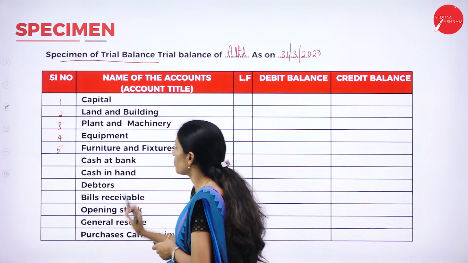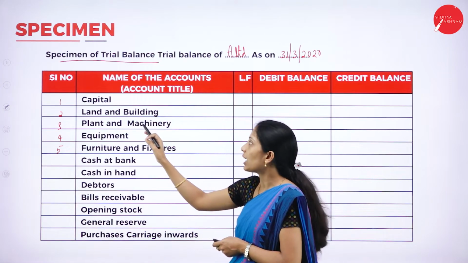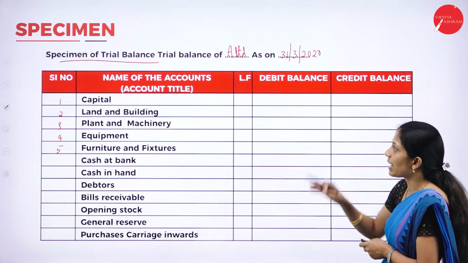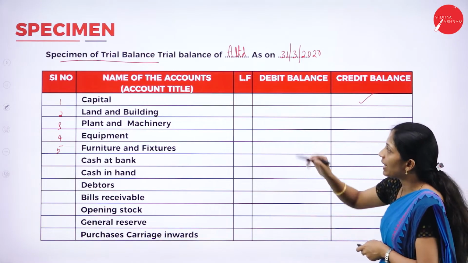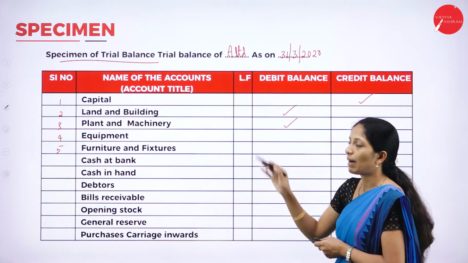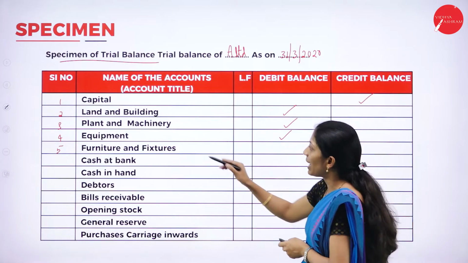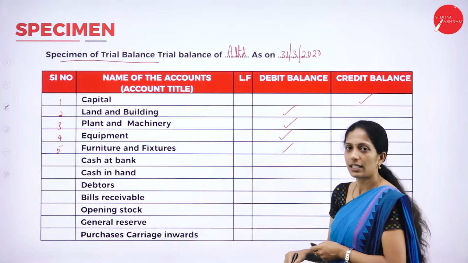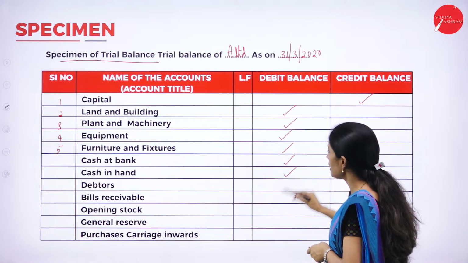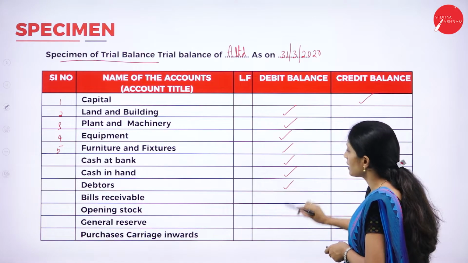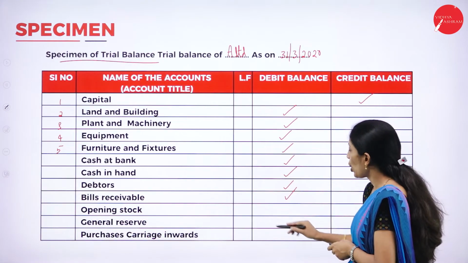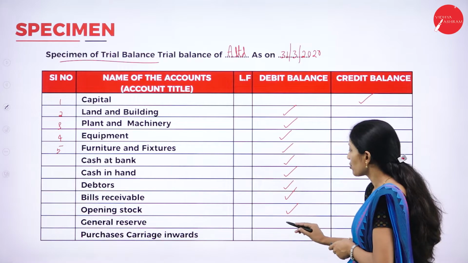So, the serial number will be there and they will give you the account. We have to see whether it is a debit balance or credit balance. Now, capital, it is a credit balance. Land and building, debit balance. Plant and machinery, debit balance. Equipment, debit balance. Furniture and fixture, debit balance. Cash at bank, debit balance. Cash in hand, debit balance. Debtors, debit balance. Bills receivable, it is an asset, debit balance. Opening stock, debit balance. General reserve.